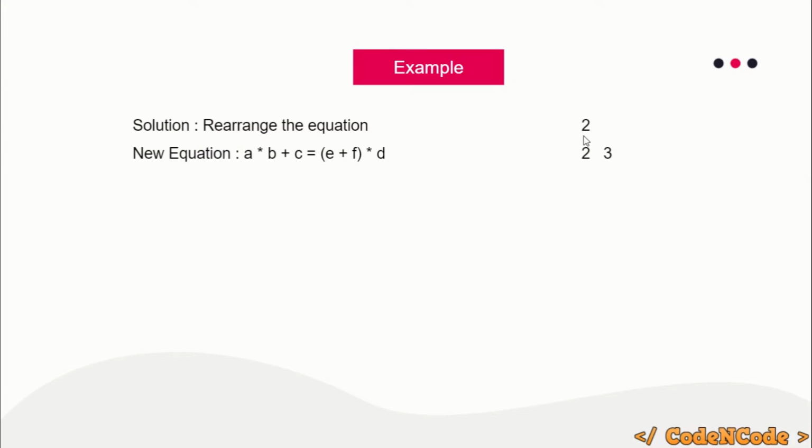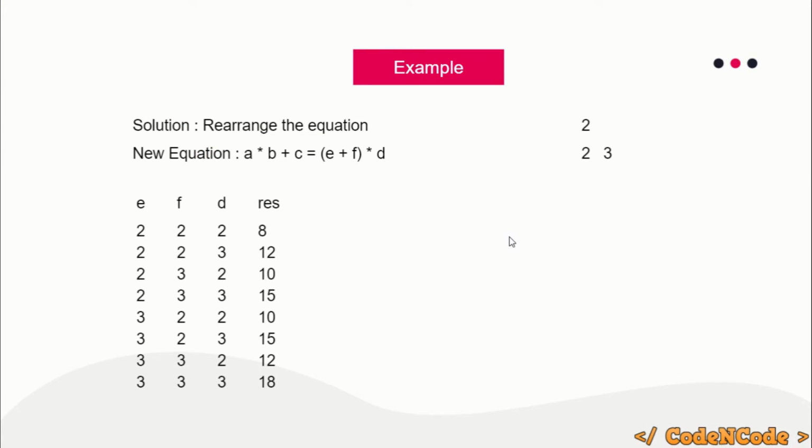Okay, so what I'm going to do is first evaluate step 1, that is, evaluate the right hand side. So these are the possible values E, F and D can take, if we only have 2 values available, 2 and 3. If you take E, F and D as 2, 2, 2, then the result is going to be 8, E plus F into D, and then 12 and 10, and so on for all possible values.